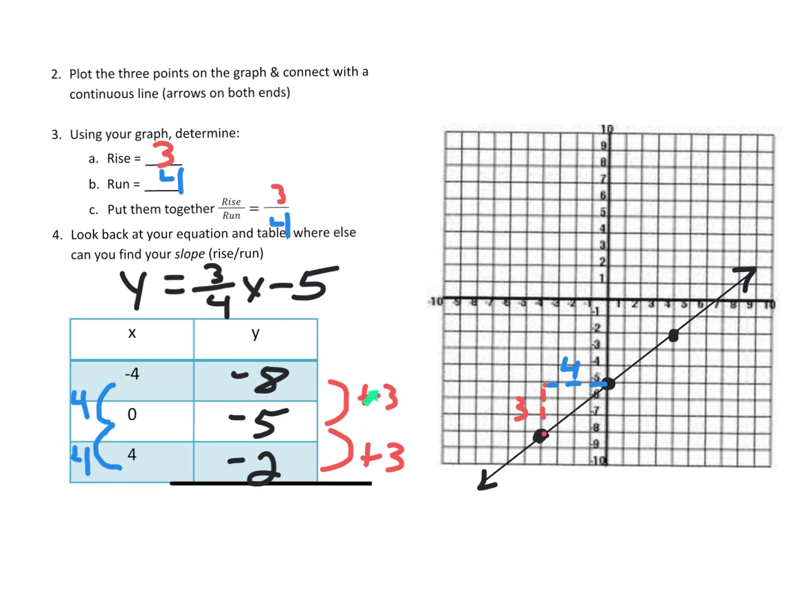So you have a change of 3 and a change of 4. So the change in y is 3. That's the rise. And the change with the x is the run. So the slope, which we're learning to find, the slope is actually what we call the change in y over the change in x. And that is how you identify a slope using a table, using a graph, or looking at the equation.